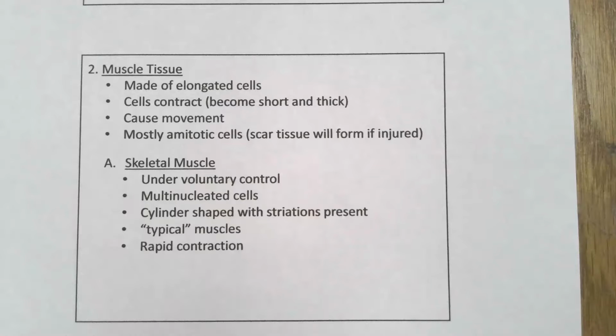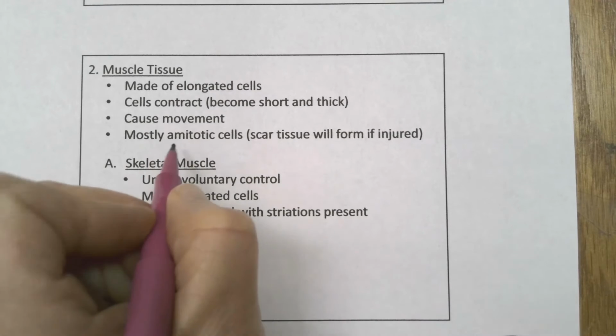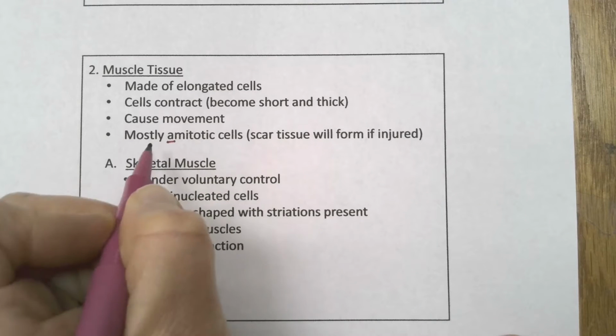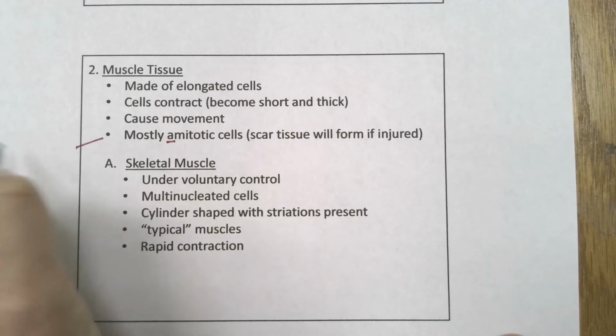Okay, so our second primary or major tissue type that we're going to talk about is going to be muscle tissue. All muscle cells are elongated. They all contract, so they become short and thick. They all cause movement, and mostly they are amitotic. Okay, that again is going to have a different meaning than mitotic. This is going to mean that they will not divide.